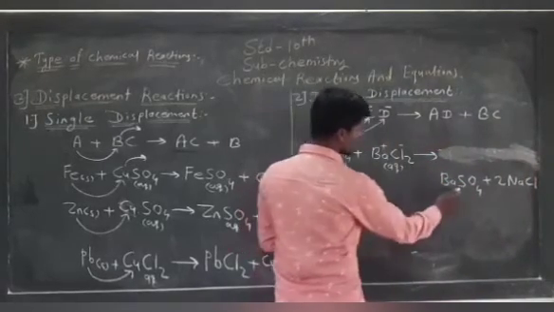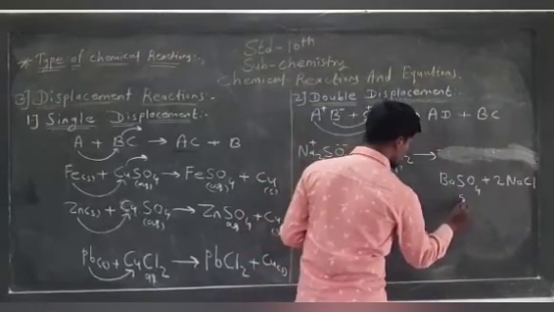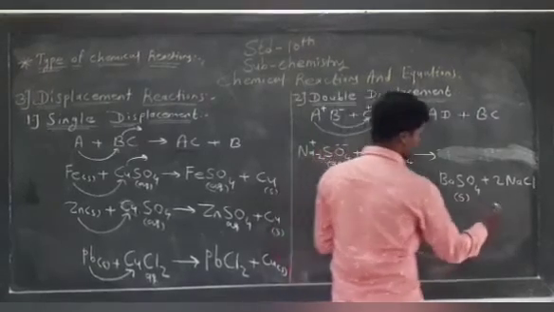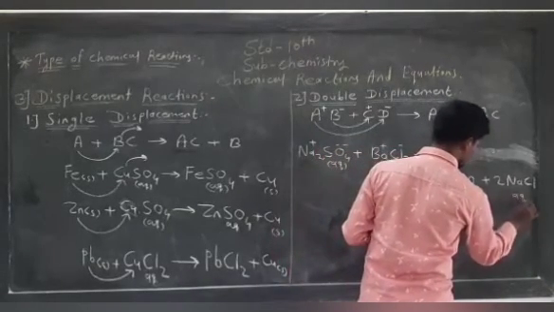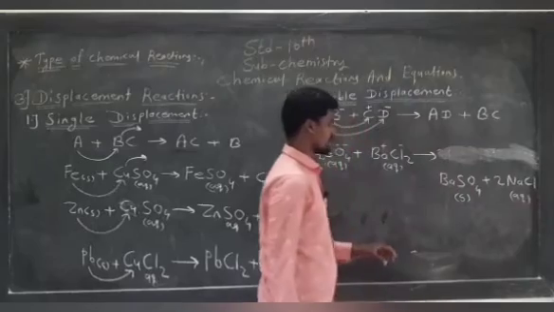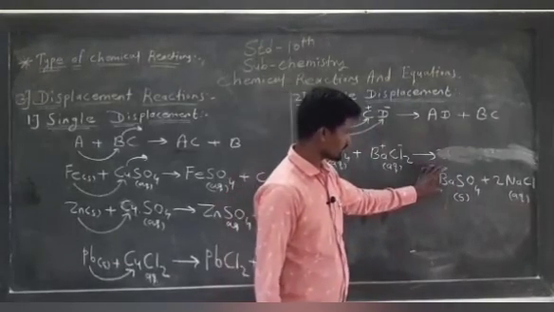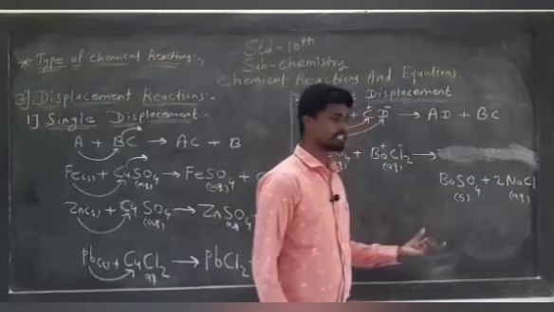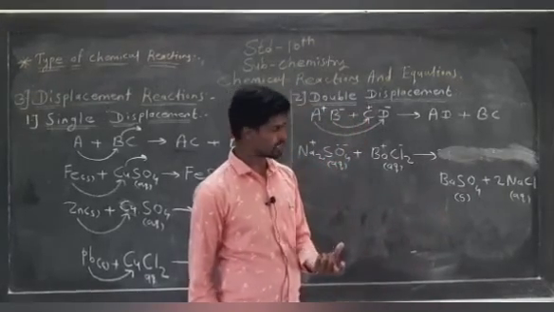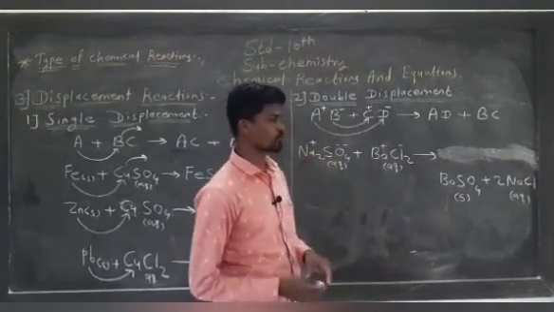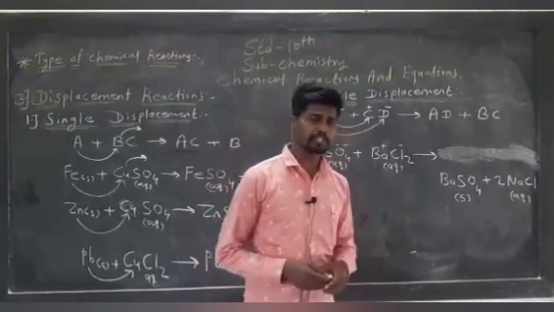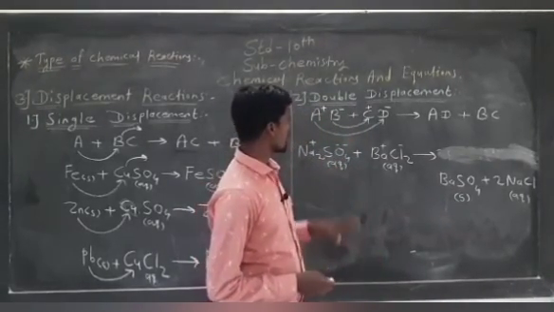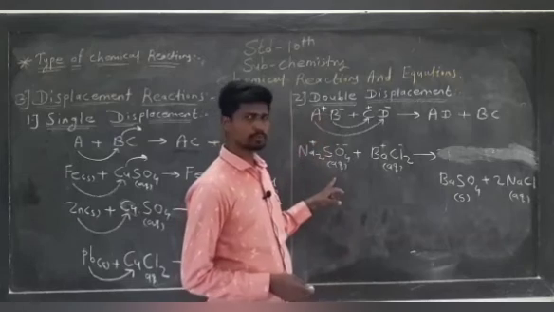So this barium sulfate is in solid form and sodium chloride is in aqueous form. This barium sulfate is white in color, and this white solid is called a precipitate. This reaction is also called a precipitation reaction. Okay, understand this point, double displacement reaction.